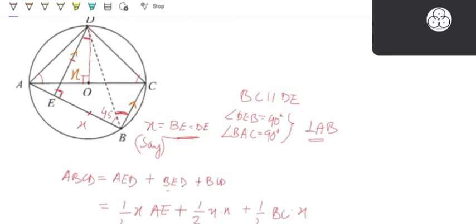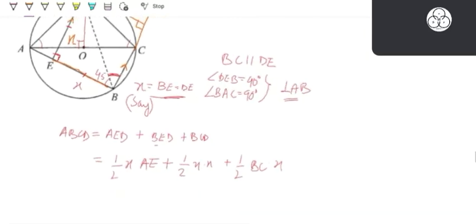Now, in this step, we may get confused about how we are getting area of triangle BCD as half into BC into X. See, this is B. Let us extend this and drop the perpendicular. Since BC is parallel to DE, what will be the value of this X? This will be X only. And that's why we are getting the area as half into BC into X.